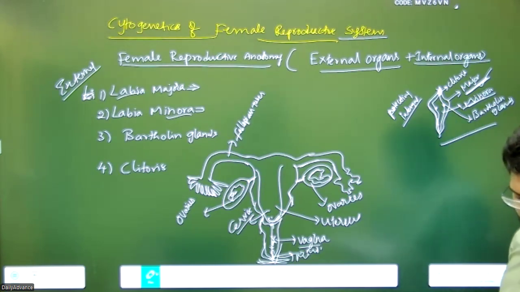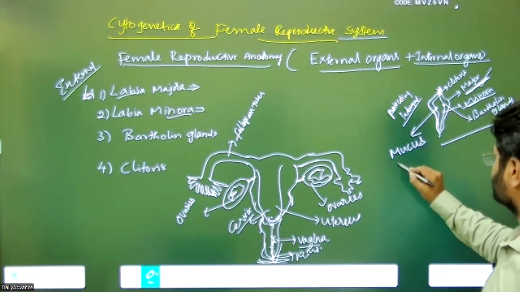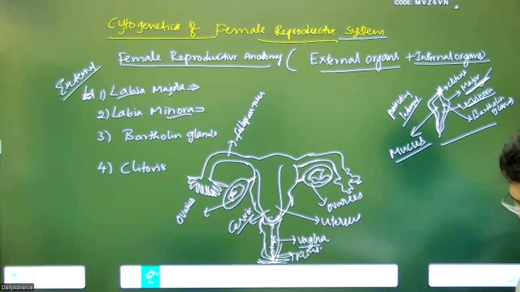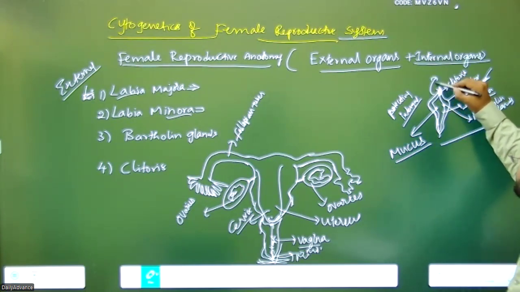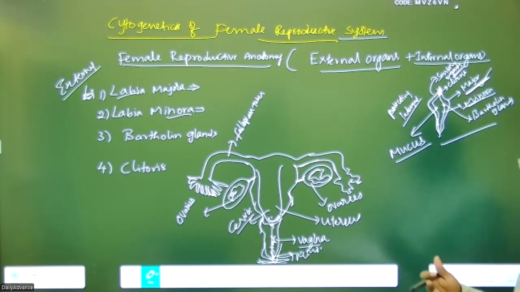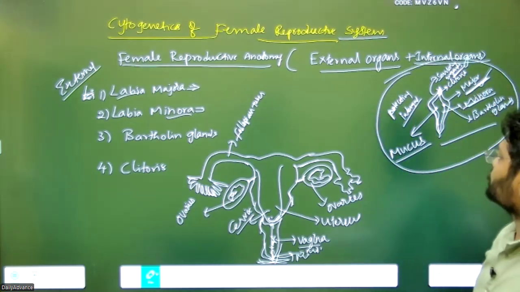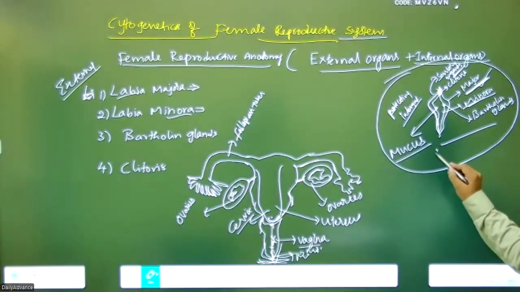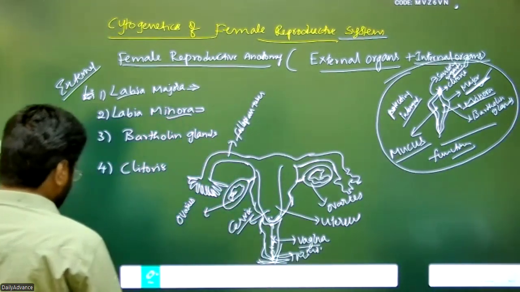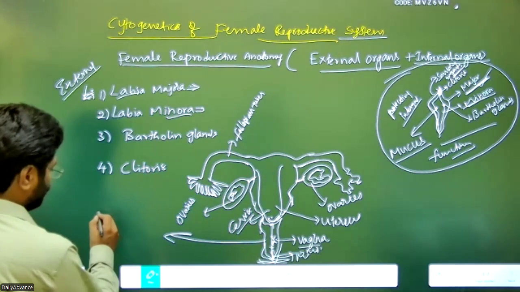And the third one is the Bartholin glands. The Bartholin glands secrete mucus, which is present inside the vagina as well as reaching the uterus. The clitoris is a sensory organ, stimulating in nature. So these are the external parts of the female reproductive system and their functions. Okay, now we will move to the internal ones.